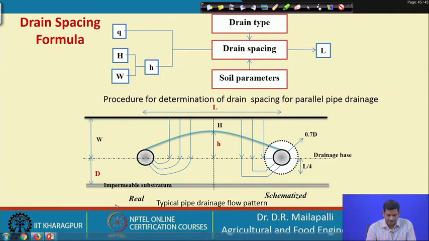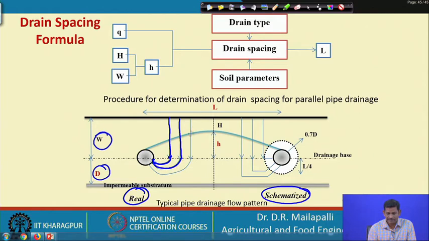So, as I mentioned previously, there is a real case and a schematized case in the case of your tile drain. In the real case, W is the base width and D is the depth of the base from the impervious stratum. If you see the flow lines here, they go vertical, and after that they go radial. But in the schematized case, because it is difficult to formulate in this way, it is easier to take vertical, then horizontal, then radial. So the flow is taking place in three modes: vertical, horizontal and radial.